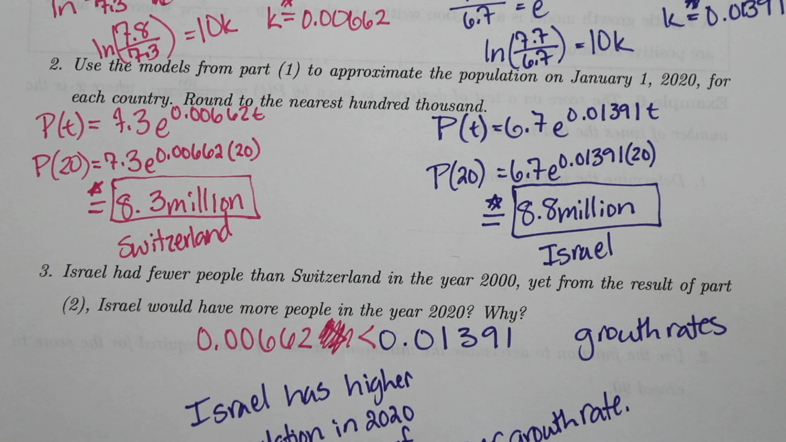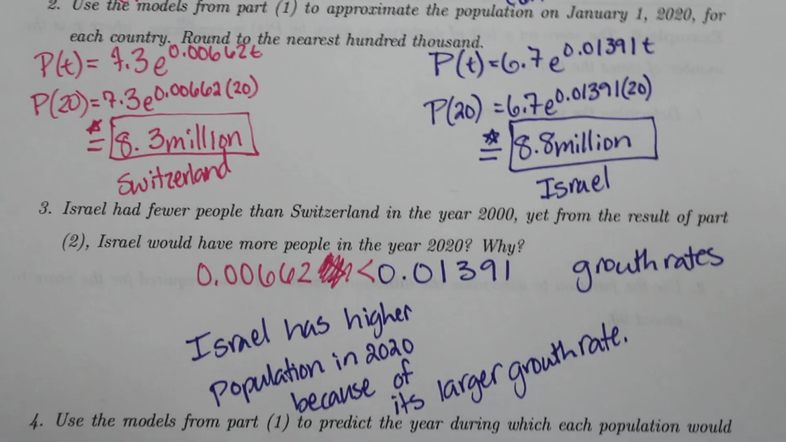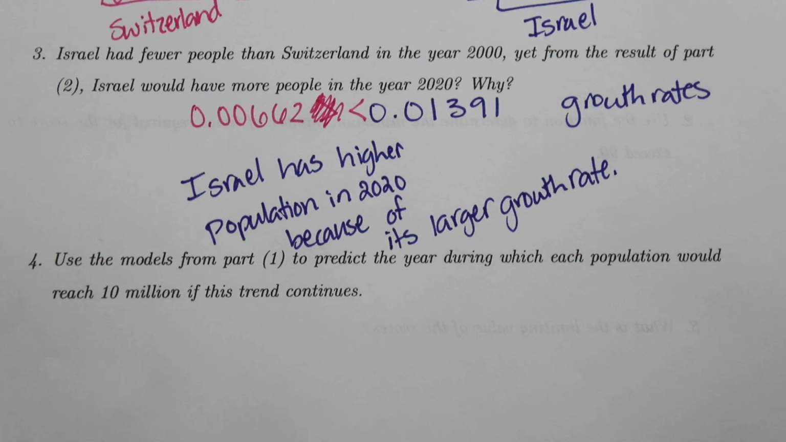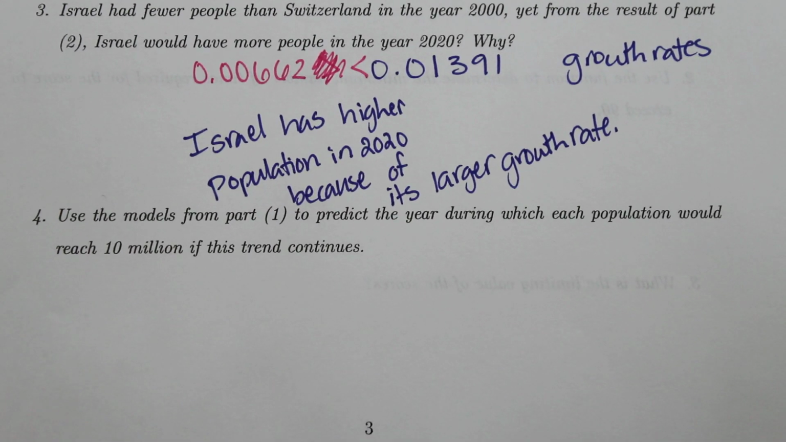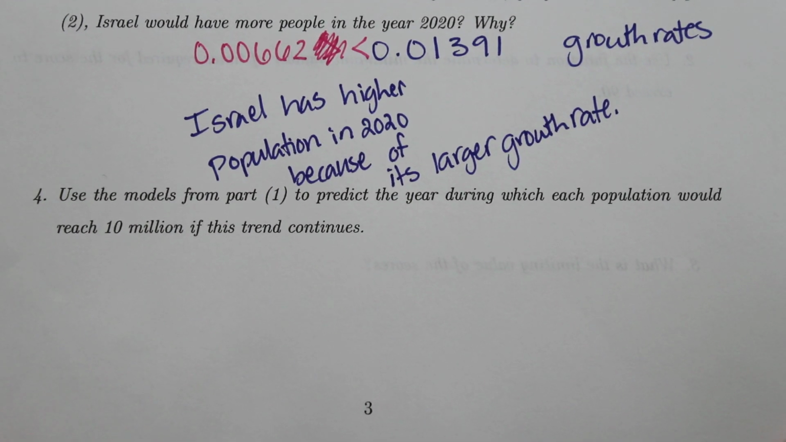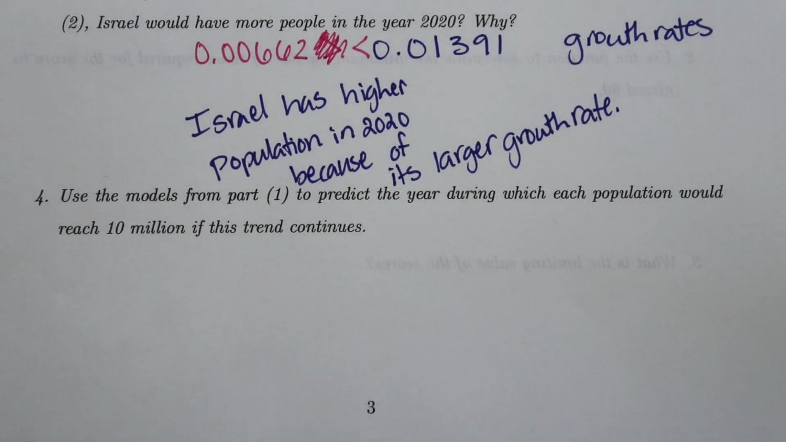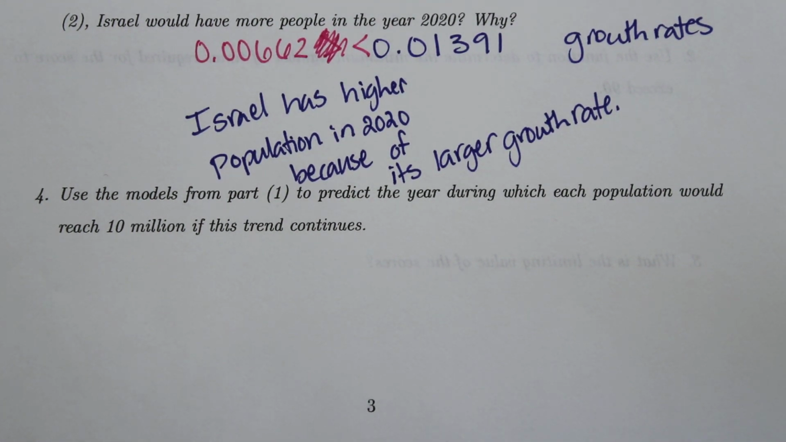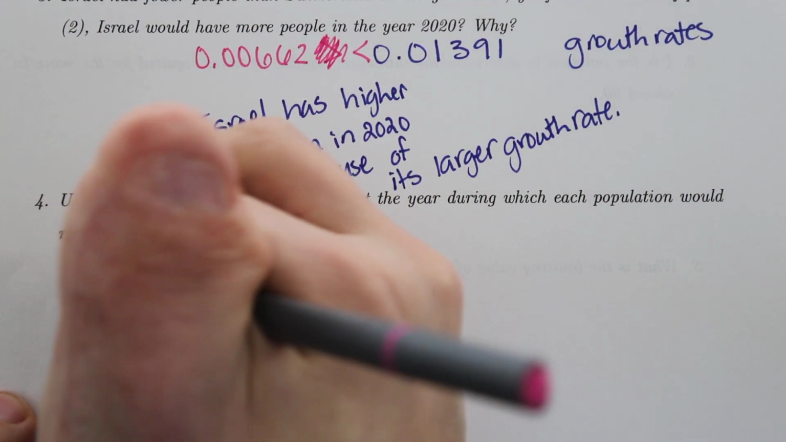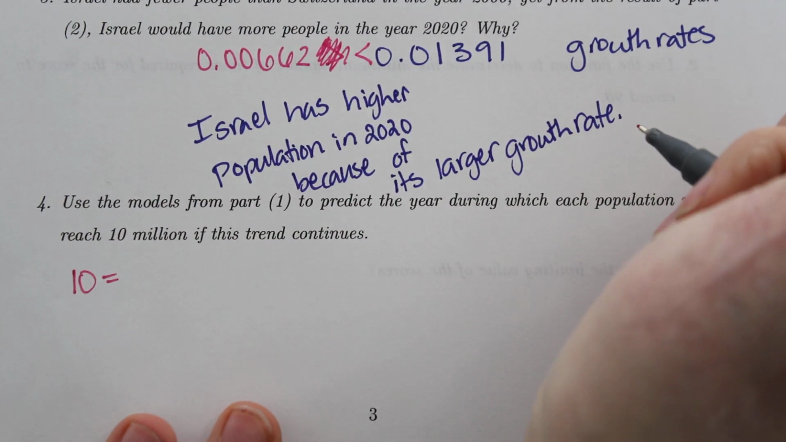Then the last part asks us to predict when something would happen. So it says, use the model from part 1 to predict the year during which each population would reach 10 million if this trend continues. So we'll do Switzerland first. So we want the population to be 10 million. So that's what our P of t value would be. So 10 is equal to what?